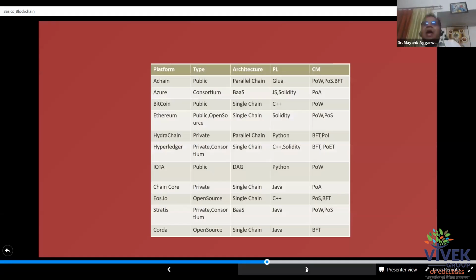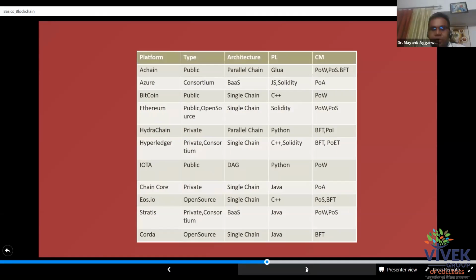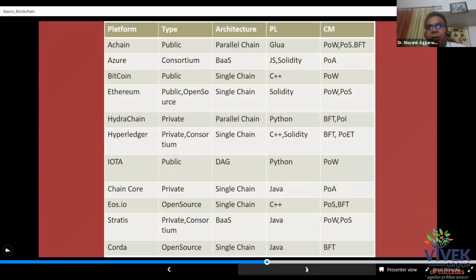Now coming back to this slide, just see this slide very carefully. Platforms are written on the left, and different platforms use different types of consensus mechanism. We don't have to worry about anything; the platform itself takes care of the consensus mechanism. So Ethereum works on proof of work. POS stands for proof of stake. Hyperledger works on Byzantine fault tolerance and proof of elapsed time. Each platform has its own consensus mechanism, and different platforms are of different types, whether it is public, private, consortium, or open source.